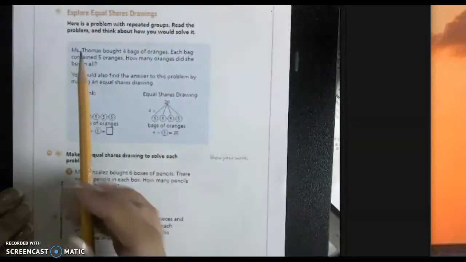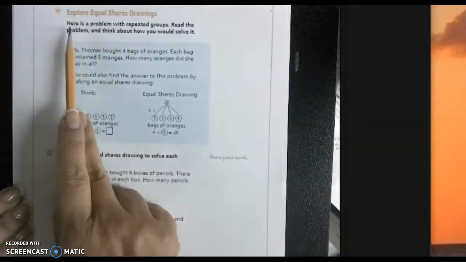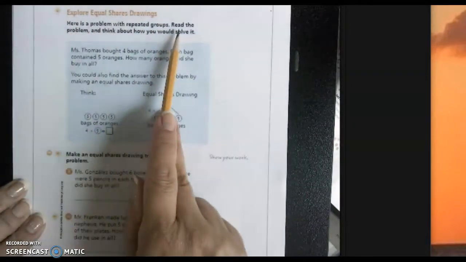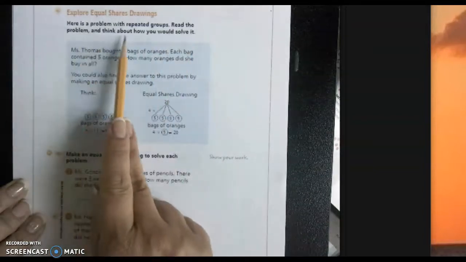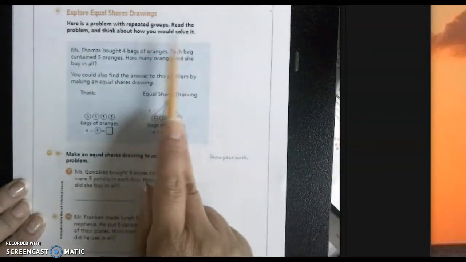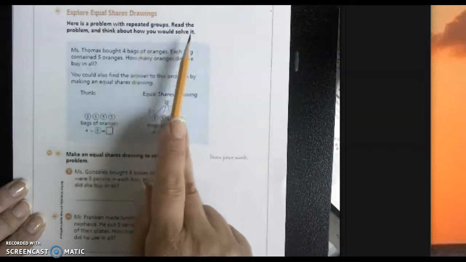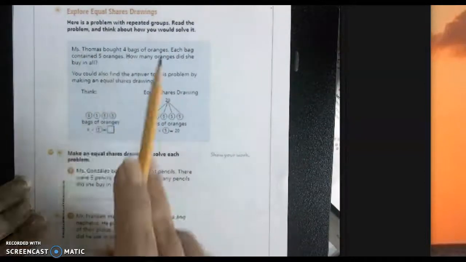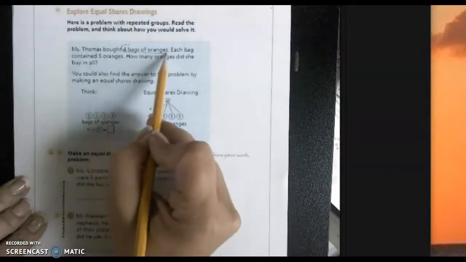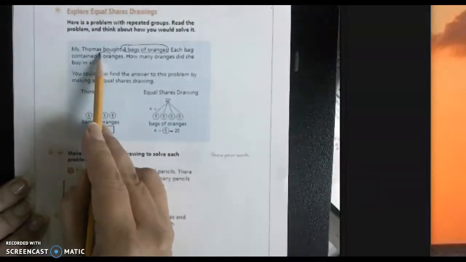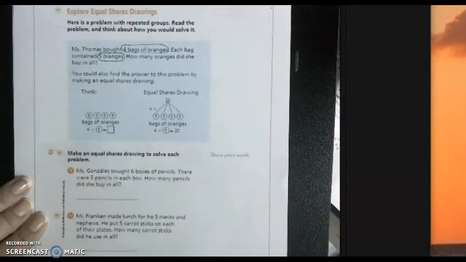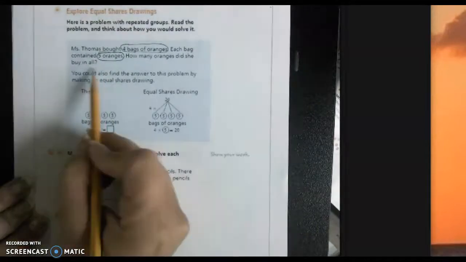We're going to take a look at our example, explore equal shares drawing. Here is a problem with repeated groups. Read the problem and think about how you would solve it. Mrs. Thompson bought 4 bags of oranges. I'm going to circle that because I feel like that's going to be important. Each bag contains 5 oranges. I'm going to circle that also. How many oranges did she buy in all?